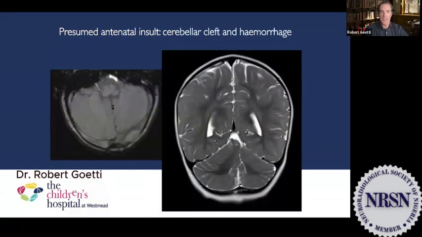And here's an example. This is a patient with a presumed antenatal insult. You see a cerebellar cleft, the rest of the cerebellum looks completely normal, but you see a cleft. Have a look at this SWI or gradient echo sequence and see if you can find any evidence of hemorrhage, because quite often you will find little foci of residual hemosiderin, and that will help you determine that this was an antenatal insult that led to a cerebellar cleft rather than a genetic abnormality.